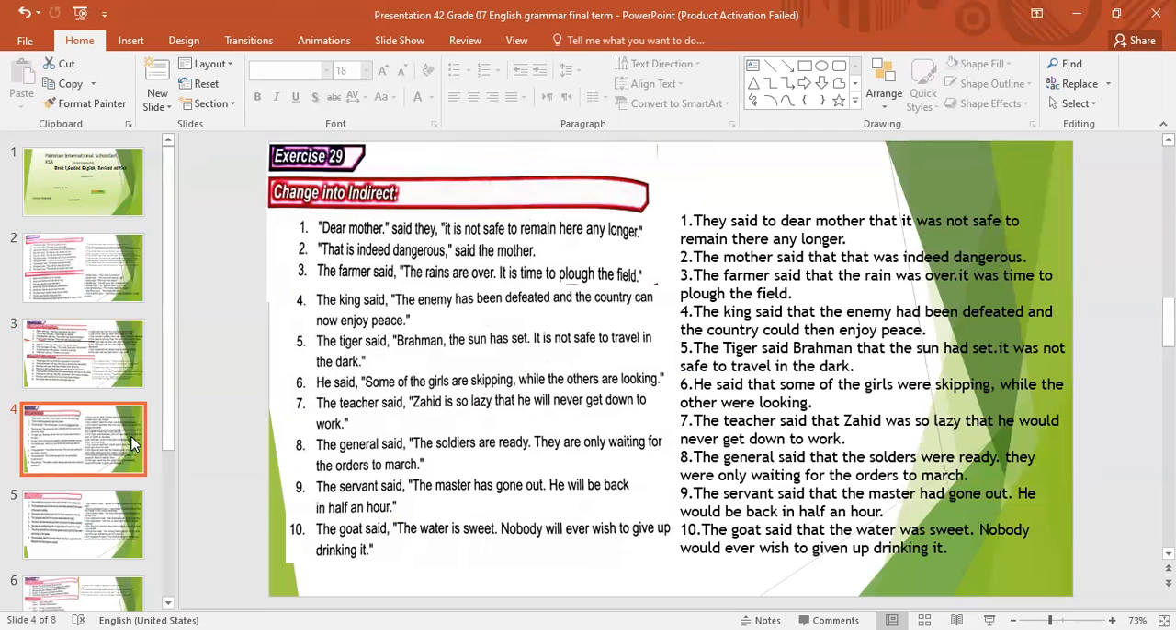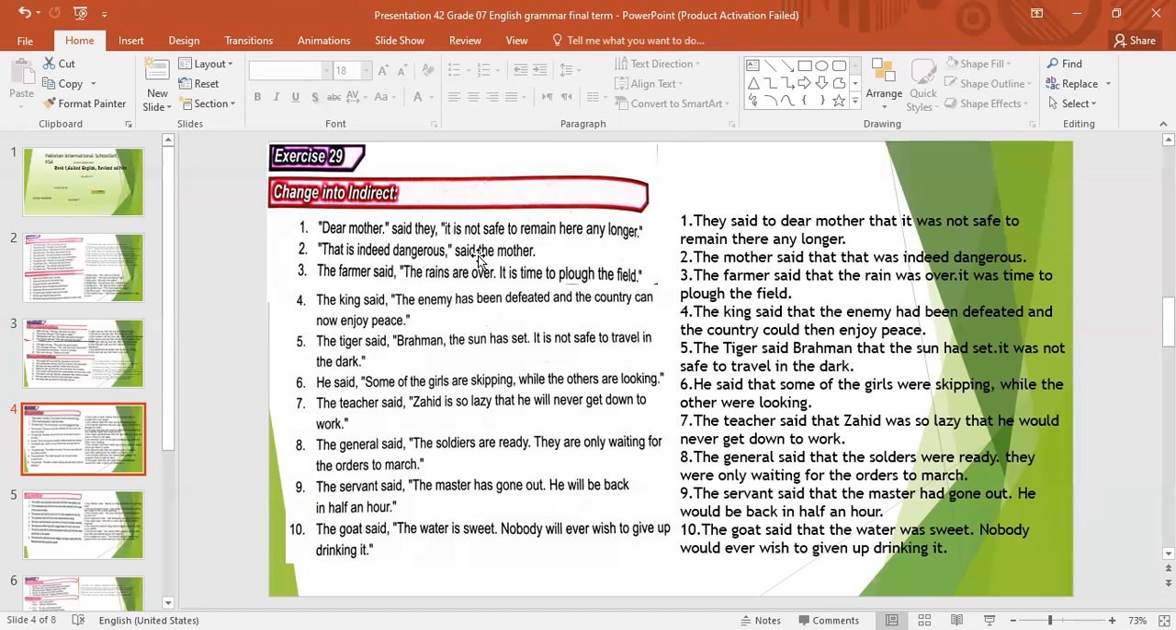Here is exercise number 29. Exercise number 29 is, dear students, change into indirect. Here are given some sentences and we have to make indirect speech from them. These are direct speech because after the reporting verb there is a comma and then double inverted commas before and after the reported speech.